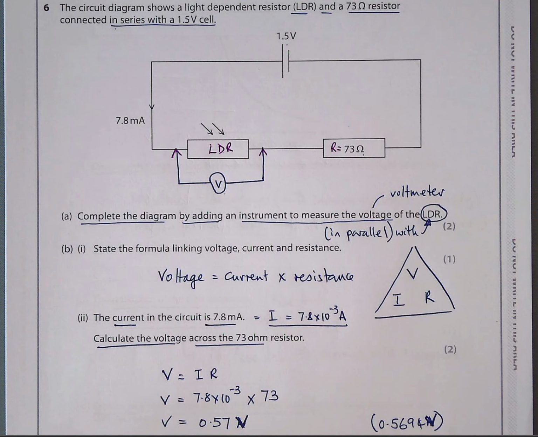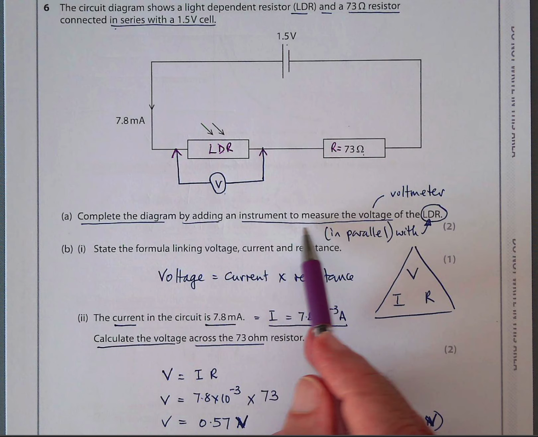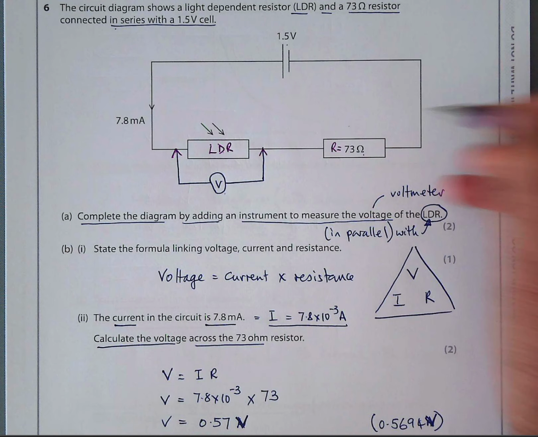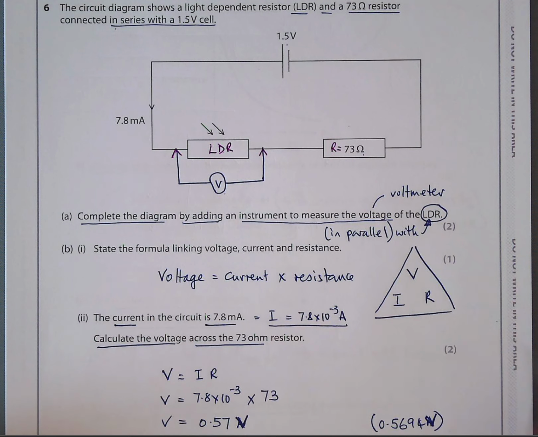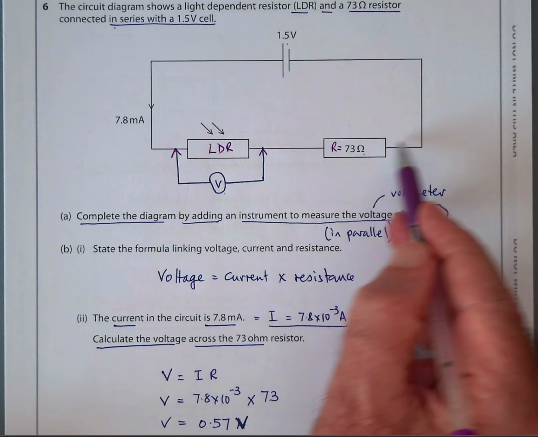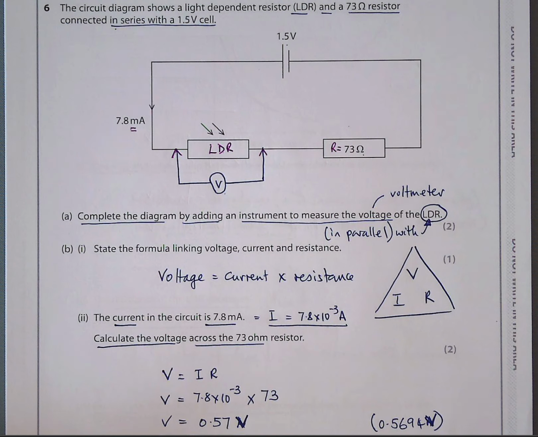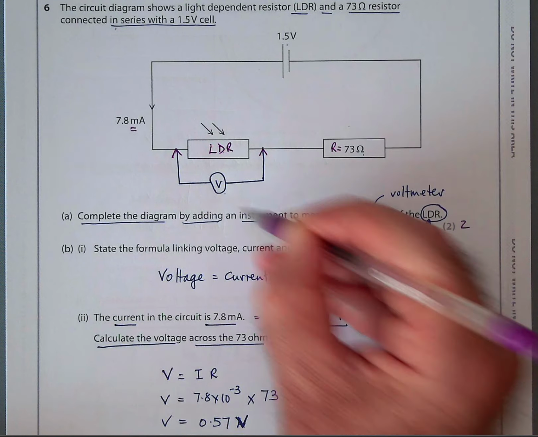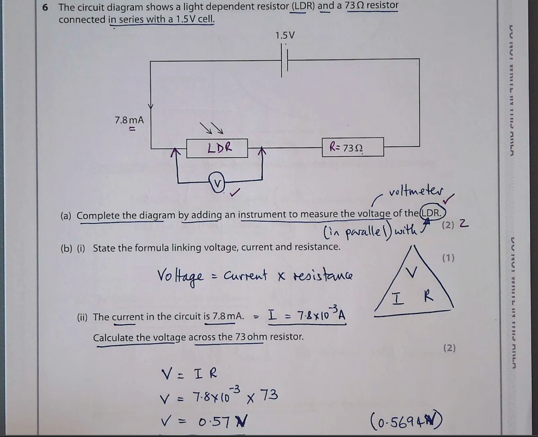Well, if they said add an instrument to measure the current in the circuit, then you would put an ammeter in the circuit, and you can put it anywhere. Okay, because the current is 7.8 milliamps throughout, and remember this is milliamps. Okay, all right, so once you got that, you get 2 marks for the symbol and making sure that it's in parallel with the LDR.